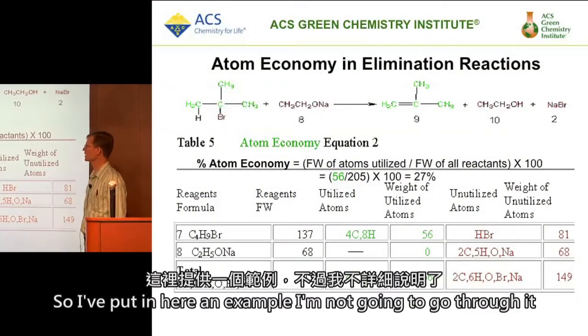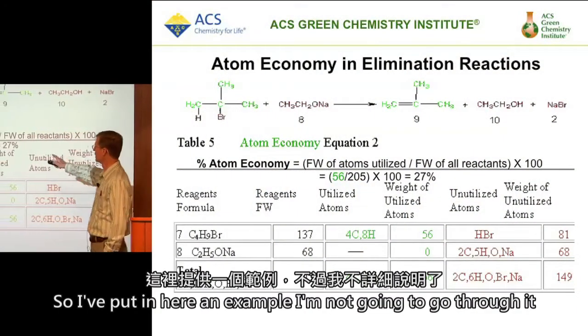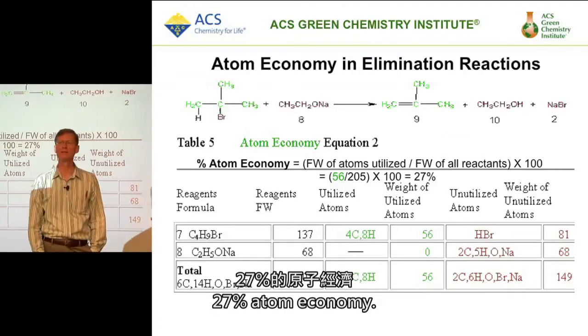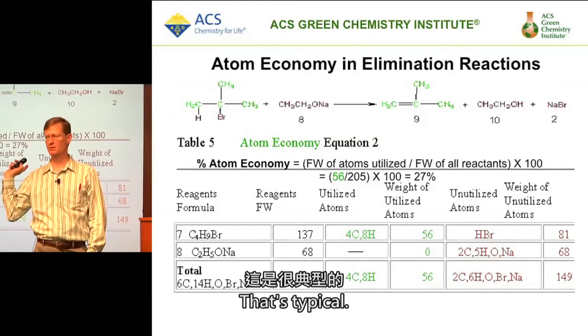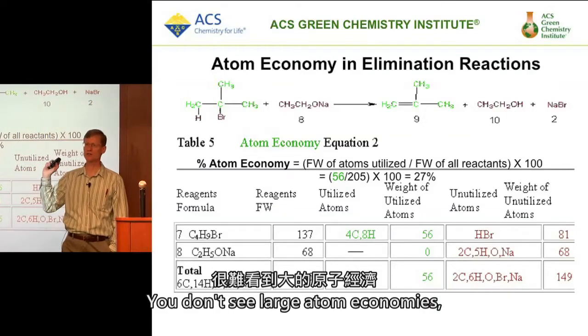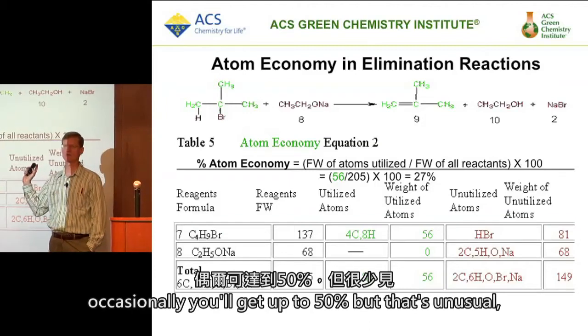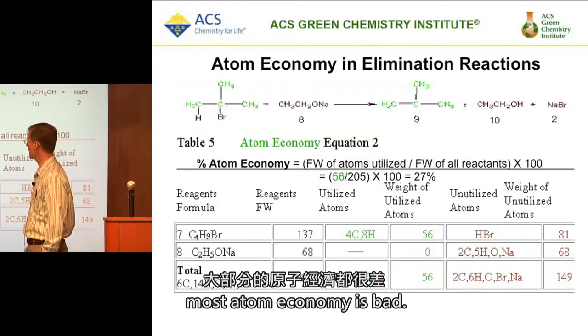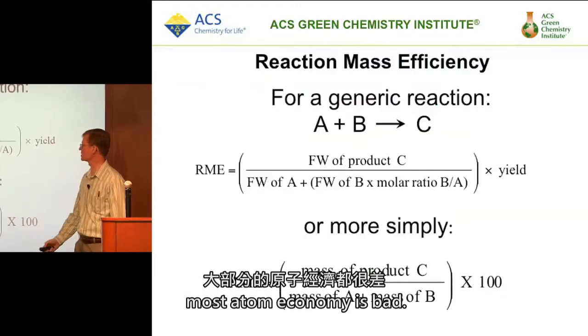So I've put in here an example. I'm not going to go through it. But typically, you'll see this kind of thing, 27% atom economy. That's typical. You don't see large atom economies. Occasionally, you'll get up to like 50%. But that's unusual. Most atom economy is bad.